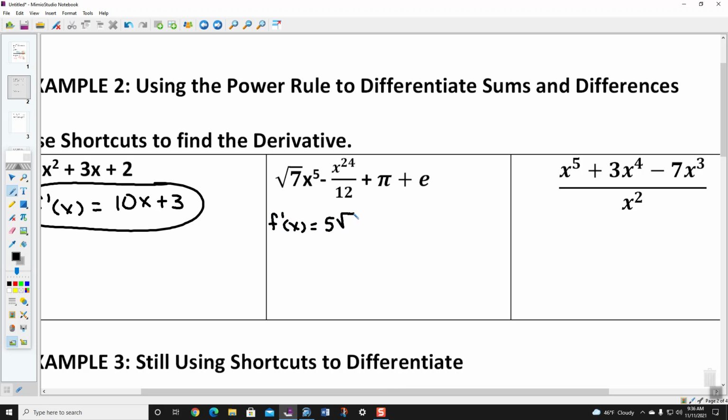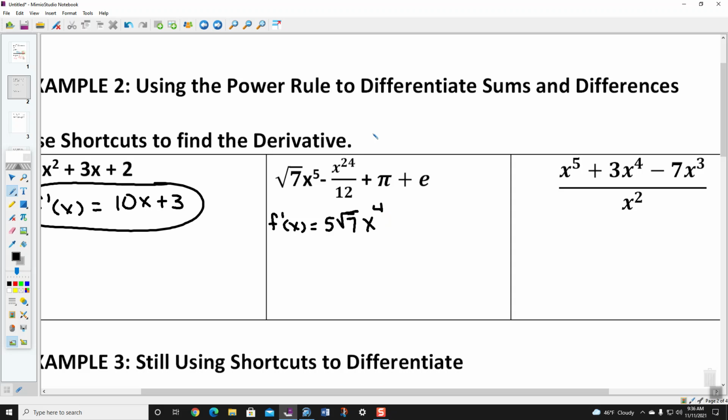5 times root 7, x to the what here, kids? 4. Do you understand the first part of that derivative? Now, looking at that part, x to the 24th over 12. If I had x to the 24th divided by 12, that's the same as what fraction? Isn't that like 1/12 times x to the 24th? So think of this part right here.